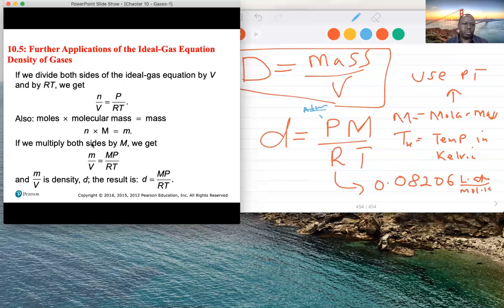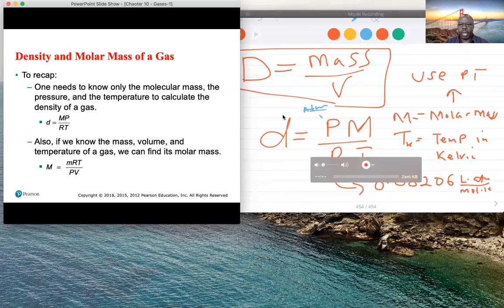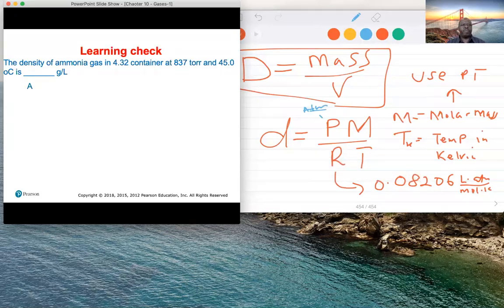I wouldn't really ask you to derive the equation, but this is the equation you will need to find the density of a gas. And let's see one example on this. M for molar mass, R for universal gas constant, T for temperature in Kelvin. Make sure you change the temperature to Kelvin. Make sure the pressure is in atmospheres because of the universal gas constant. You see the units? You never change the units. That is why we always change the volume to liters and the pressure to atmospheres because of the universal gas constant.